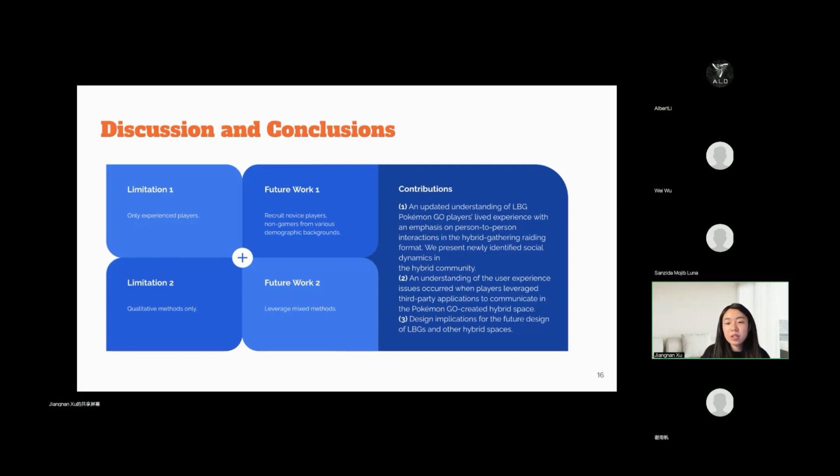And secondly, an understanding of the user experience issues that occurred when players leverage third-party applications to communicate in the Pokémon GO created hyperspace. And finally, design implications for the future design of location-based games and other hybrid spaces, even not in the gaming context. So that is all for our work.